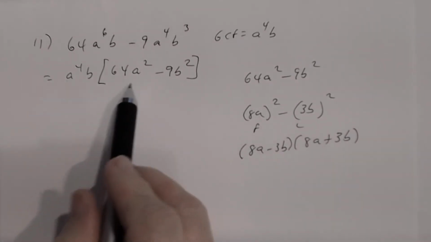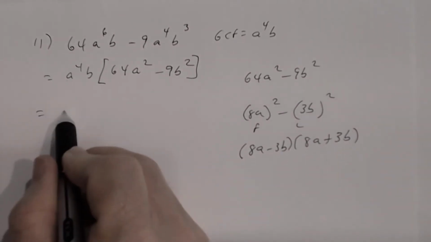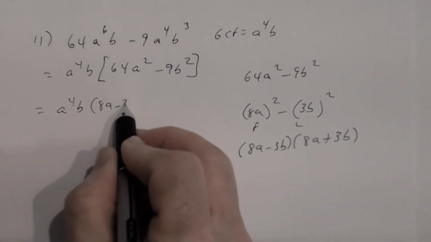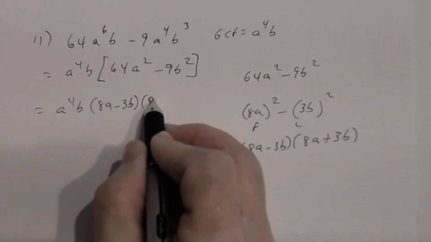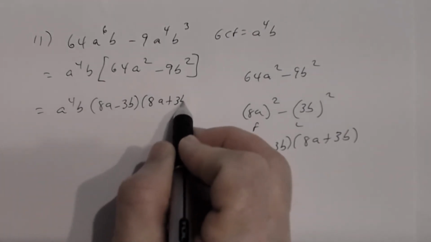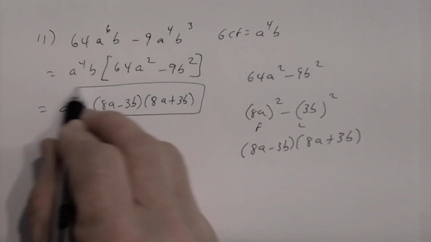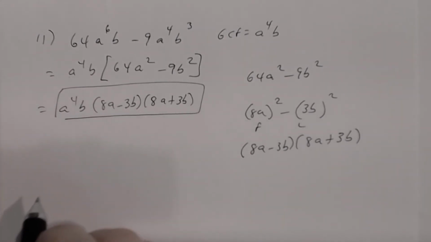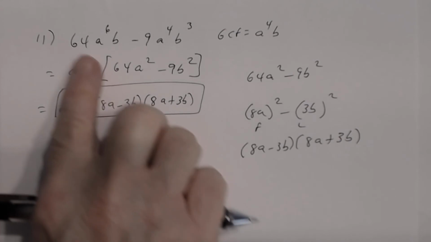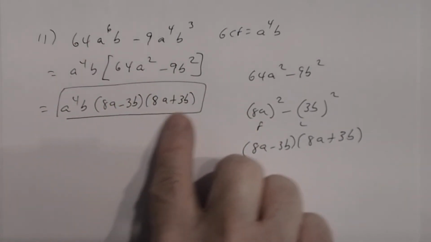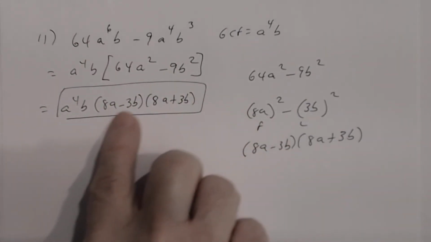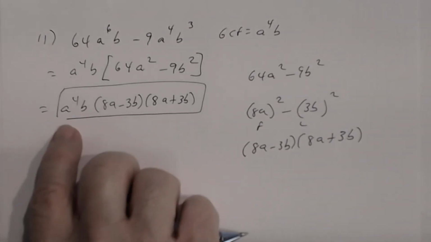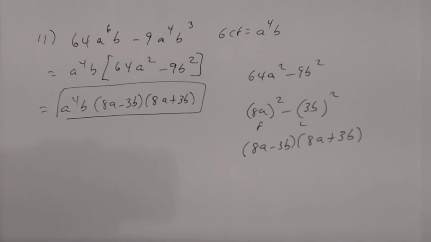Okay? And that's going to go here. So the answer is going to be a to the 4th times b times 8a minus 3b times 8a plus 3b. Okay? And again, always remember, you're going to list your monomial factor first. So if you look at your factors of the original, 8a plus 3b is one factor, 8a minus 3b is another factor, b is a factor, and a occurs 4 times as a factor.